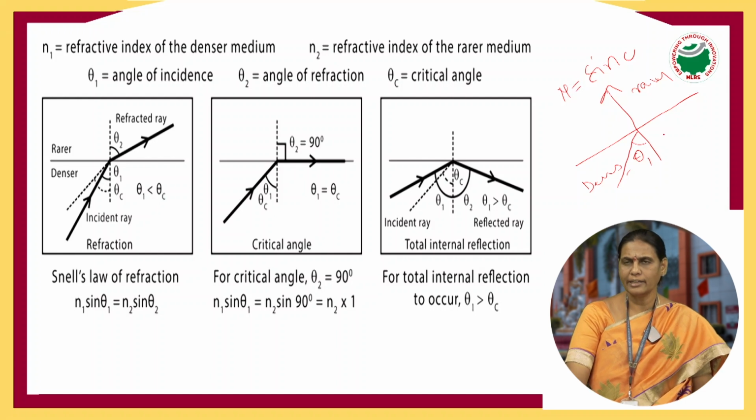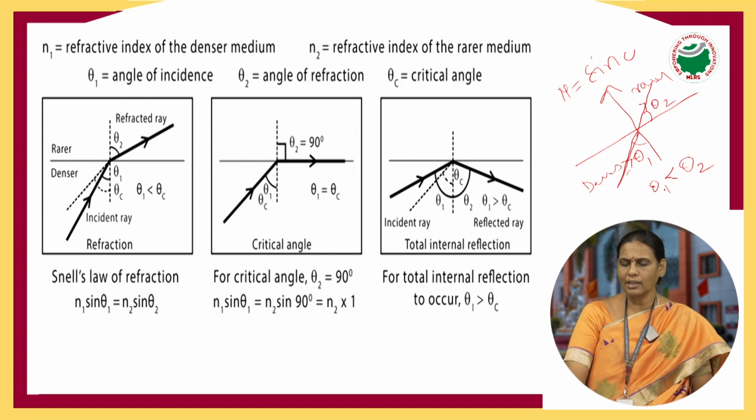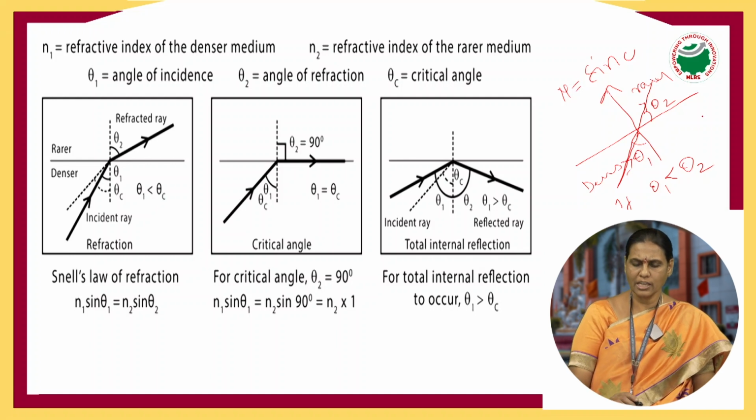Now, when it is incident, let us take the condition that theta 1 is less than theta 2. First condition, theta 1 is less than theta 2. Where is theta 2? We are incidenting a light ray making an angle theta 1, and this light ray is passing into the rarer medium making an angle theta 2. If theta 1 is less than theta 2, then the light ray passing from the denser medium enters into the rarer medium making an angle theta 2.